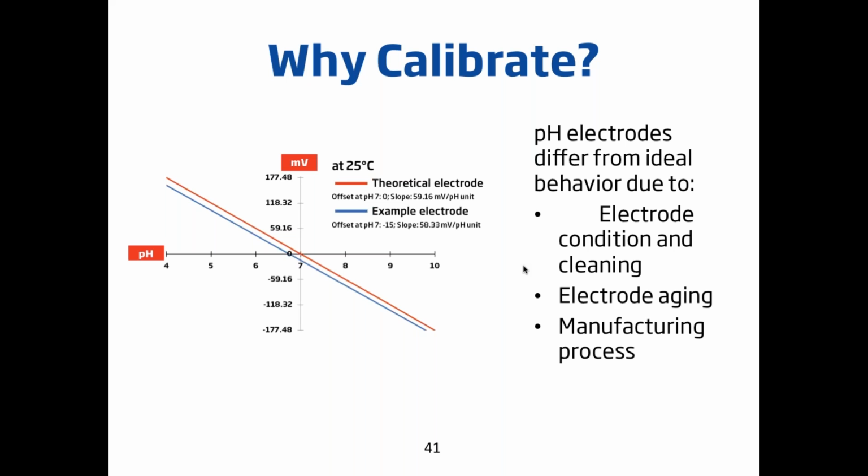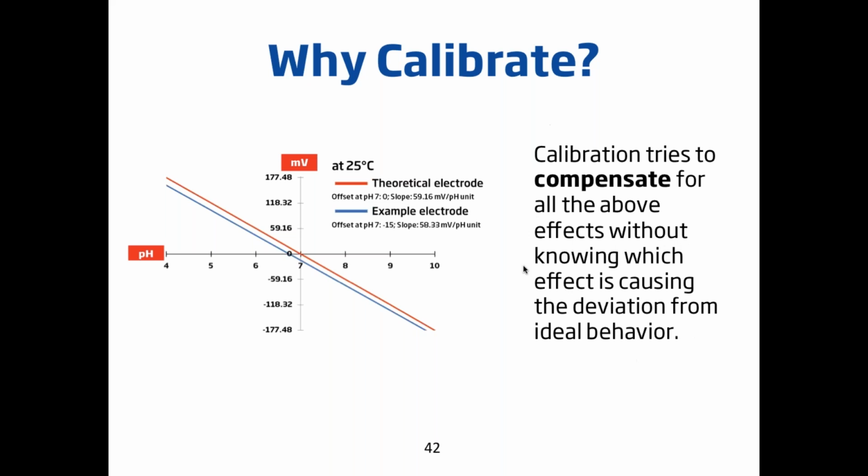However, we know that not all pH electrodes behave exactly this way. If all pH electrodes behaved exactly in accordance with the Nernst equation, we would never have to calibrate. And how nice would that life be for us? Unfortunately, we're not there. So pH electrodes differ from this theoretical behavior due to how old the electrode is, the manufacturing process, and what that electrode condition is, if it's clean, if it has some coating on the bulb, something like that. So calibration tries to compensate for these differences.